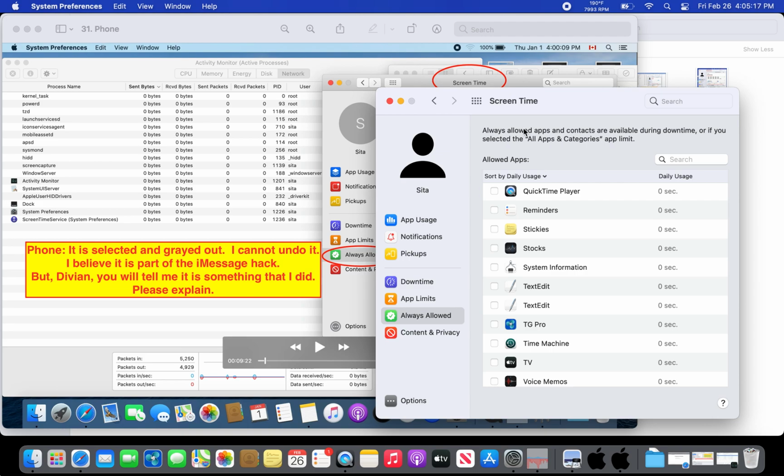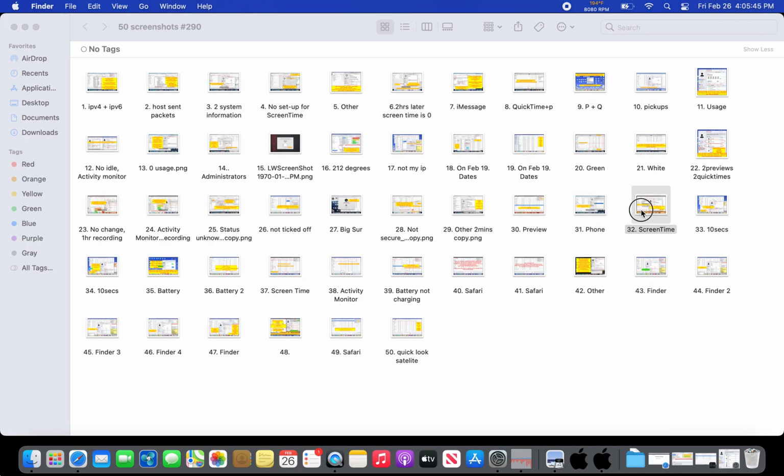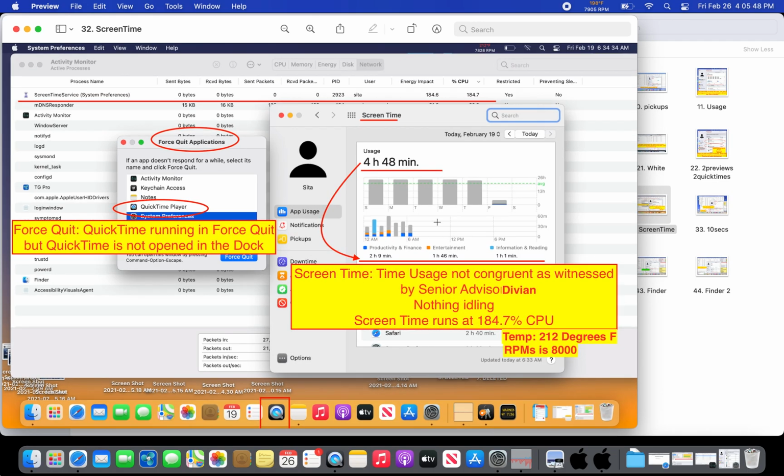I'm going to repeat myself, screen time really is a security feature. It tells me who's using what. And if this is not working properly, we have a problem. Because TG Pro is still at 0 seconds, no usage. Phone, I should have control of it. I cannot undo this. Not only that one, but there's a couple of other things, but I'm going to focus here. There's so much going on. This one here I showed you, 4 hours 48 minutes, and here 2 hours 9 minutes. There's QuickTime force quit, QuickTime not open here.